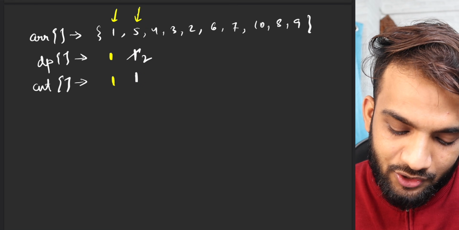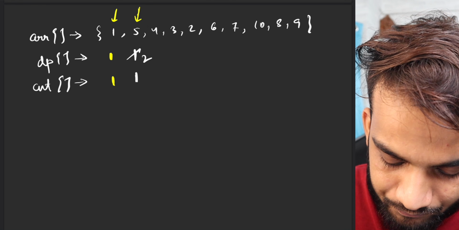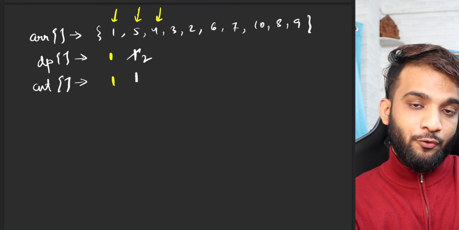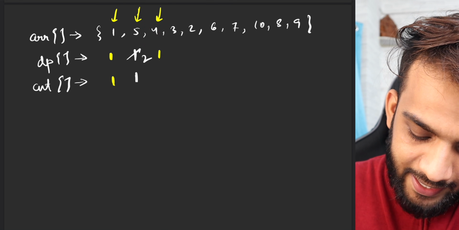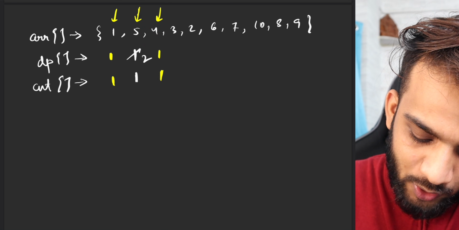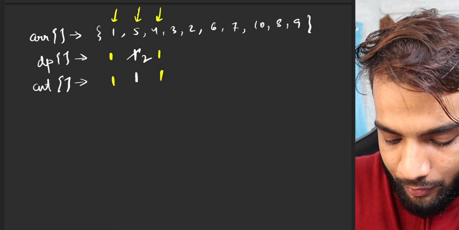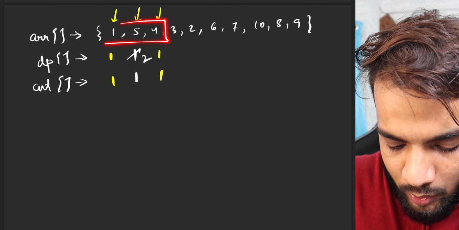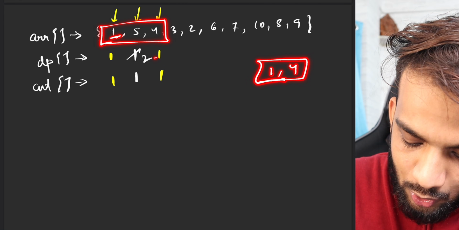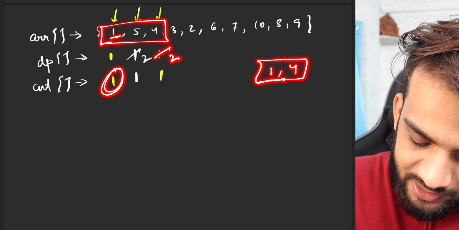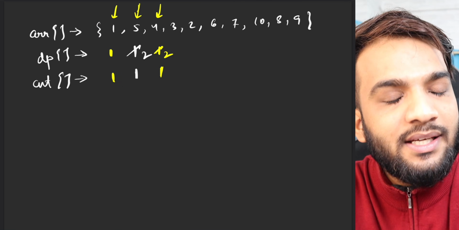Perfect. Next, you go to 4. This is where the understanding will start. The moment you go to 4, you say 4 itself is of length 1 and has a count of 1. For 4, in this array, who can be attached? 1 can be attached to 4. Again, the length will increase to 2, and 1 only has a count of 1, so it stays. So you increase the length to 2 and the count still stays as 1.